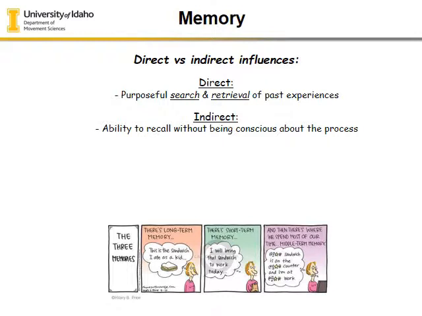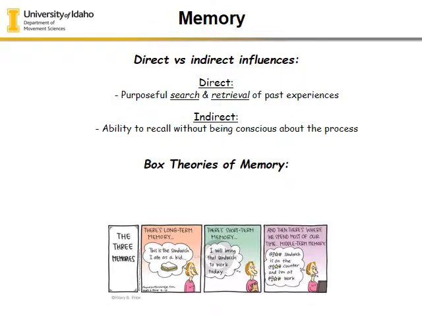And there's the indirect, which is the ability to recall something without consciously processing it or thinking about it. You probably hear the saying that once you learn how to ride a bike, you never forget how to ride a bike. A lot of times it becomes an indirect process where, unconsciously, you start to have the motor pattern going through the process.